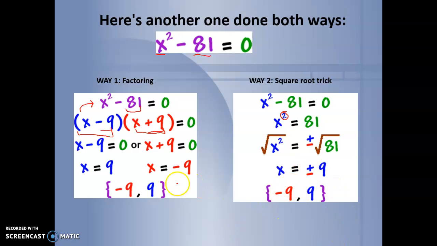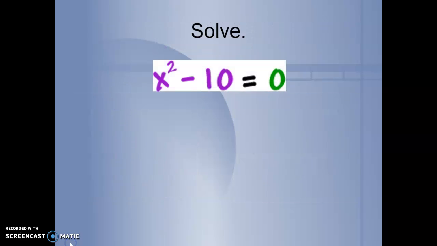So we have two answers. You can see that it's the same two answers we got when factoring. If we were to plug those both back in, we would see that both of those answers work. Neither one of them is extraneous.